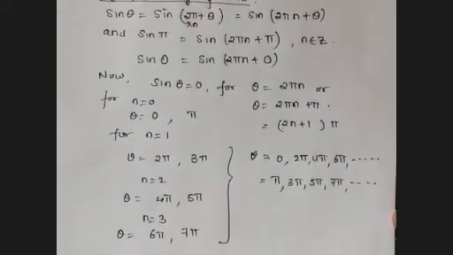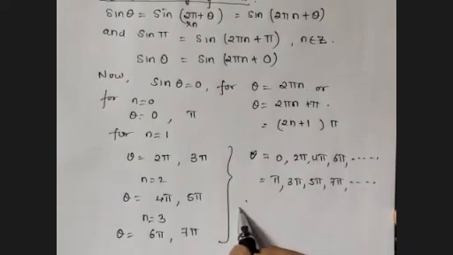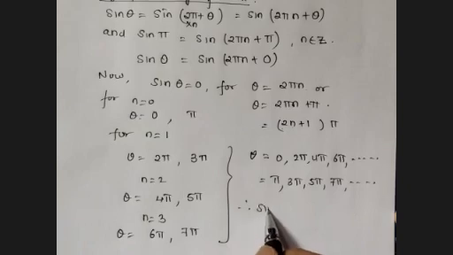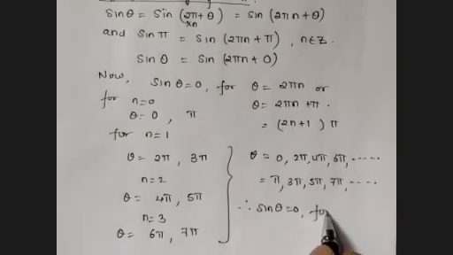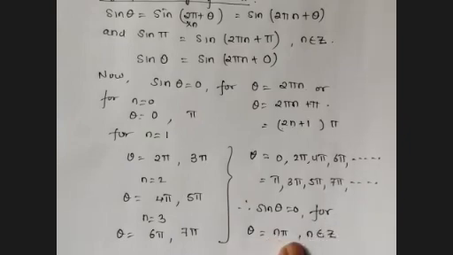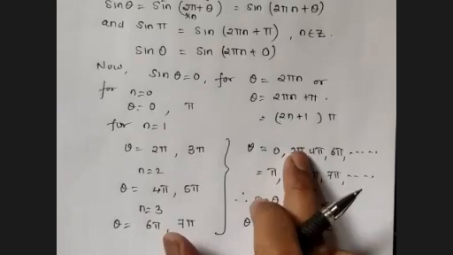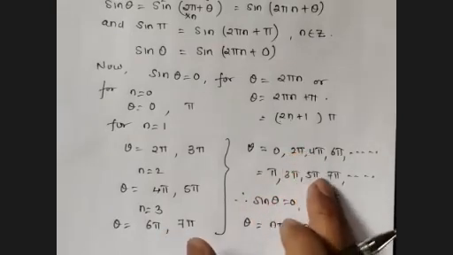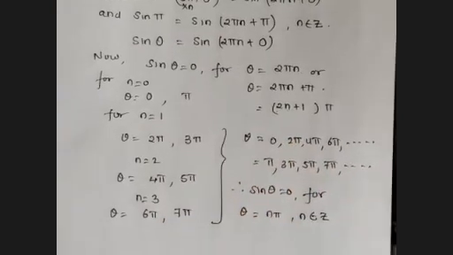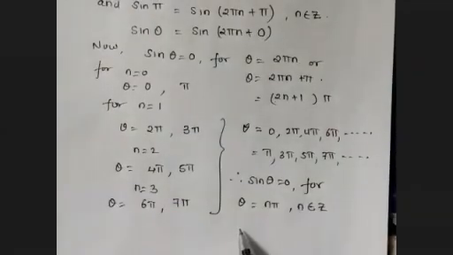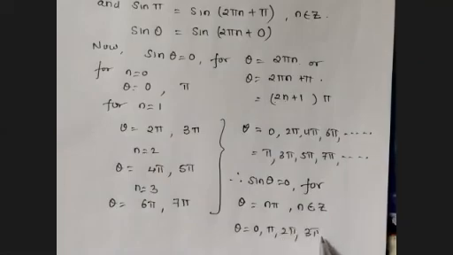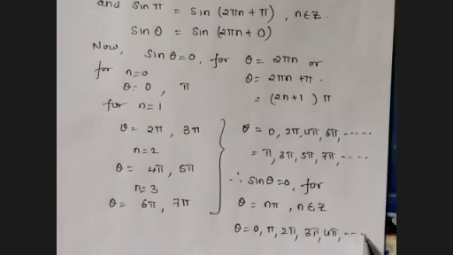So therefore, sine theta is equal to 0 for theta is equal to n pi, where n represents z. N pi, it may be 0, it may be 1 pi, 2 pi, 3 pi, 4 pi, 5 pi, 6 pi, 7 pi, and so on. So entire condition gives theta is equal to 0, pi, 2 pi, 3 pi, 4 pi, and so on. So the last one will be n pi.